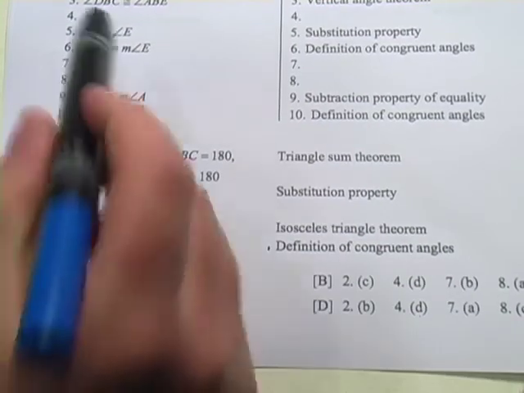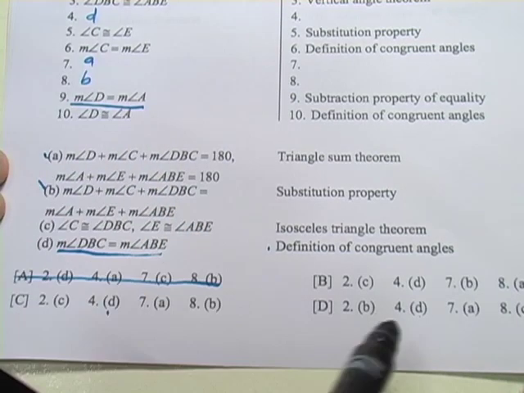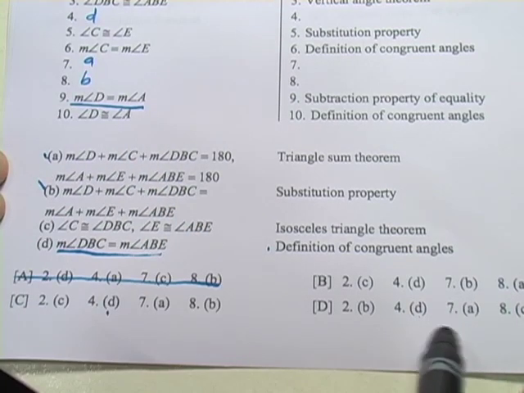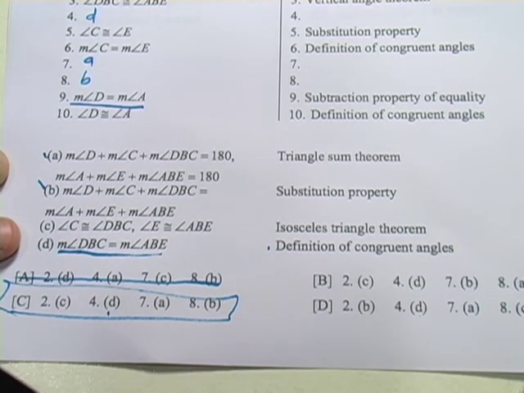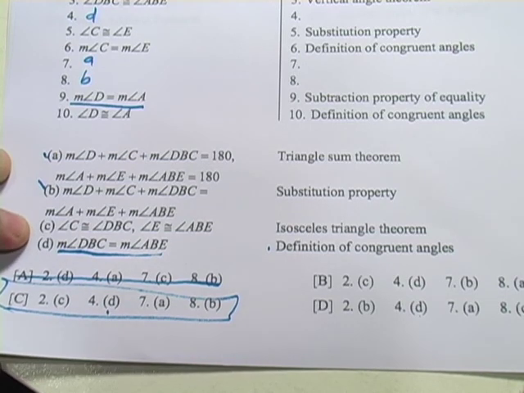So it looks like our correct answer is going to be C, D, A, B, and that would be answer C. Kind of a lot of work. Usually takes a while to get used to these, but keep plugging away at it. I'm sure it'll make sense eventually.